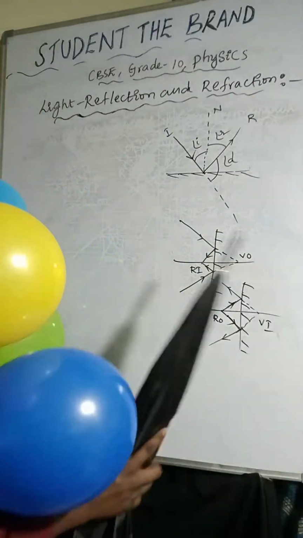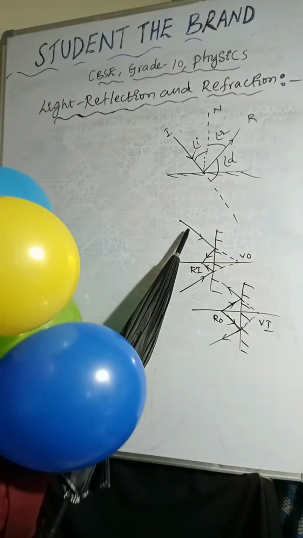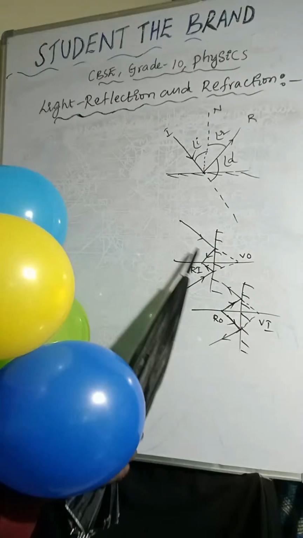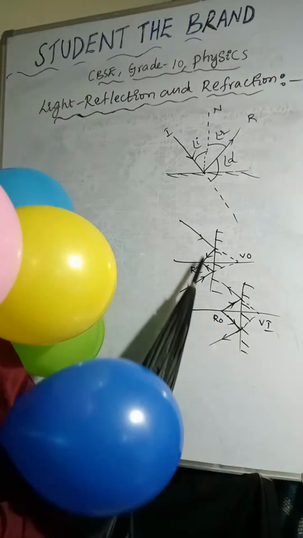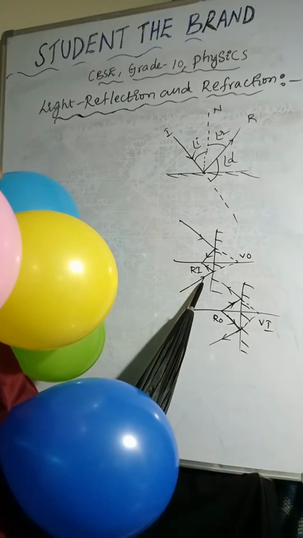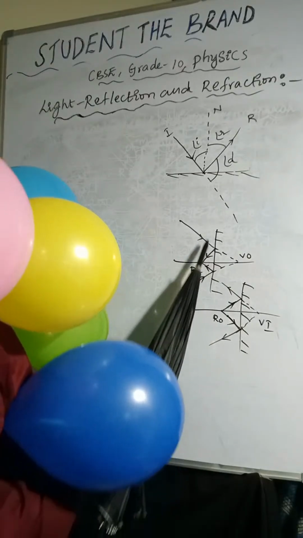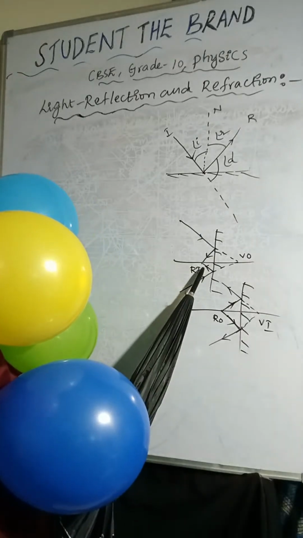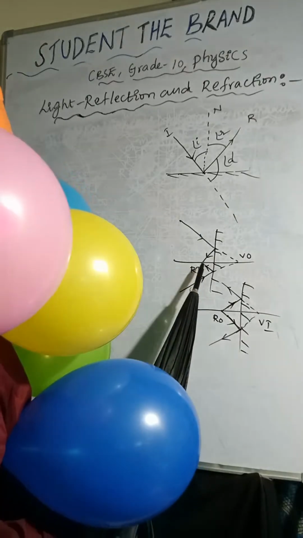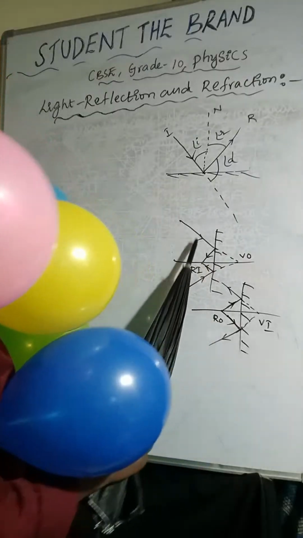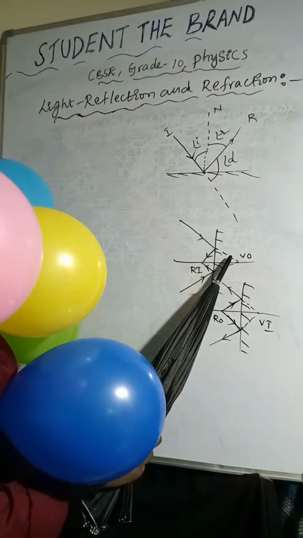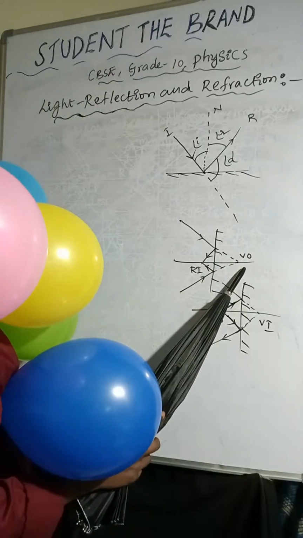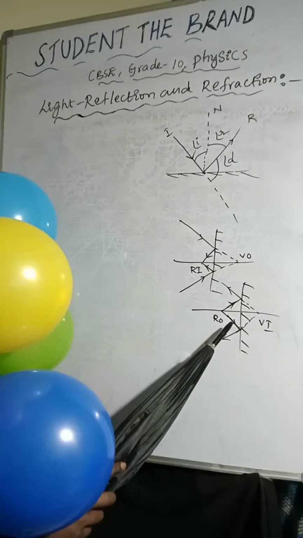In this case, these are the incident light rays. After reflection, those light rays are meeting at one point, so this is the real image. Now we are extending these incident light rays. The extended incident light rays are meeting at one point, so that is a virtual object.